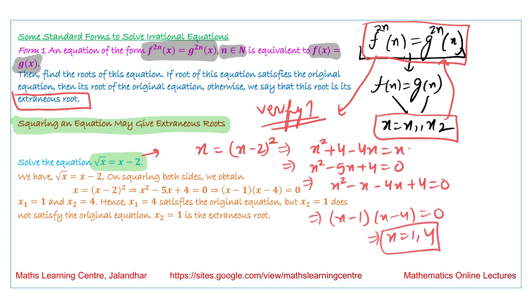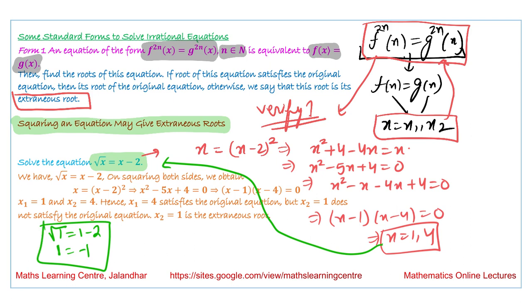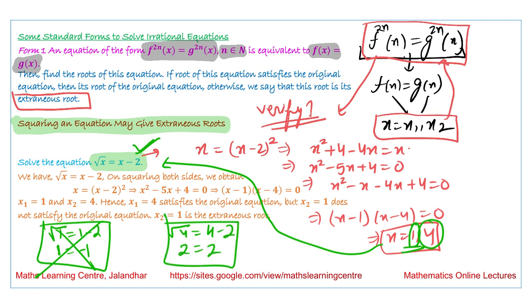Now if we substitute both these values in the equation, we substitute 1, we get square root of 1 is equal to 1 minus 2. We get 1 is equal to minus 1. This is not true. So we are saying this 1 is not the root of this equation. If we substitute 4 over here, we get square root of 4 is equal to 4 minus 2. We get 2 is equal to 2. So this 4 is the root. So the root of this equation is 4.